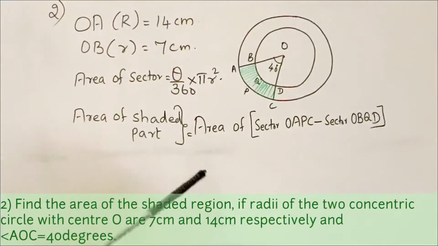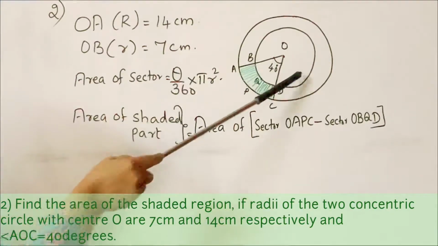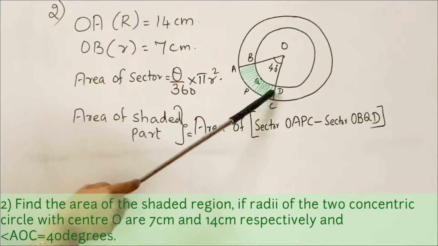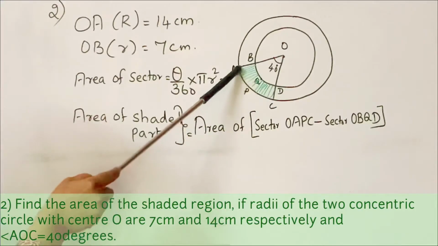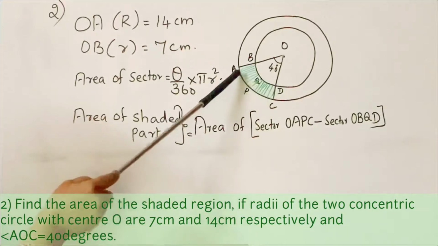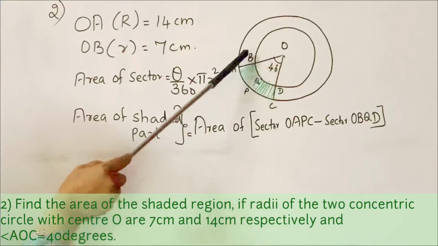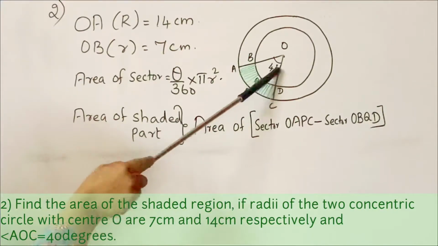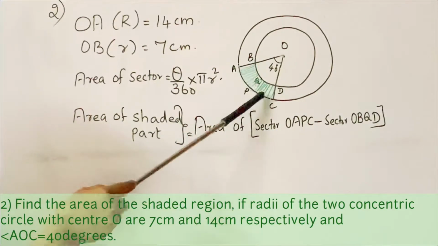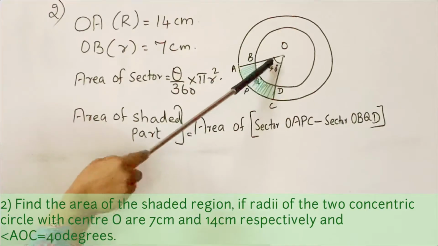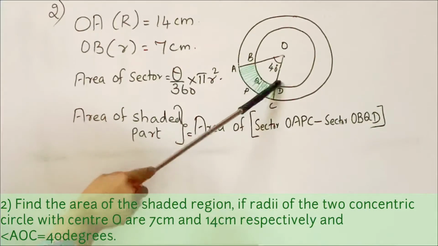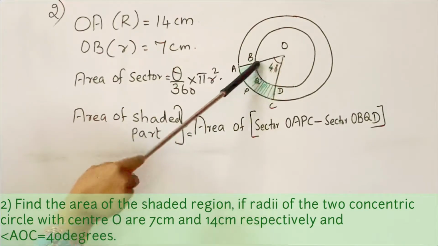In this question, we can see two concentric circles, and we want to find out area of the shaded part. Look here. Here you can see two sectors. What are the two sectors here? Sector OAPC. This sector, that means that is the sector of the bigger circle, and OBQD. This is the sector of the smaller circle.